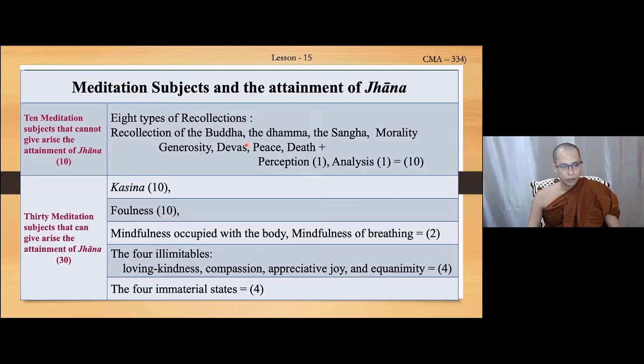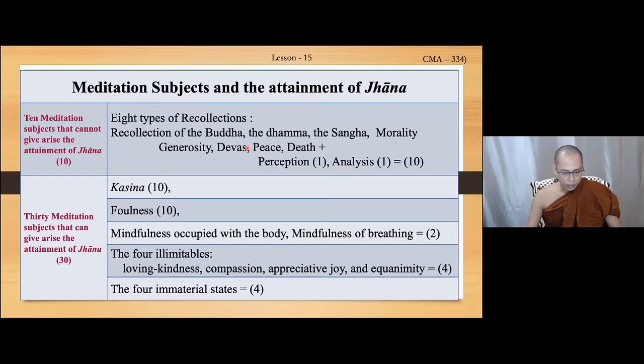Actually, all conditioned phenomena have the characteristics of impermanence, suffering, and non-self. Those are the subject of insight meditation.